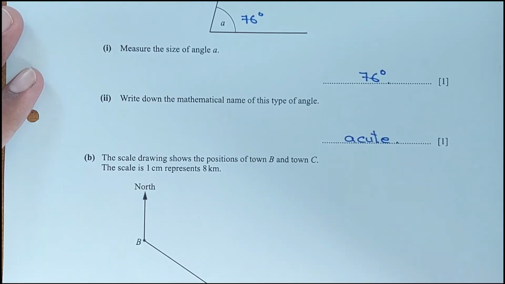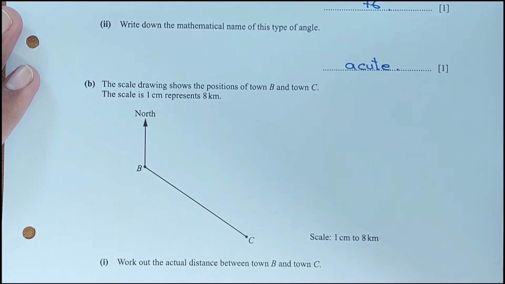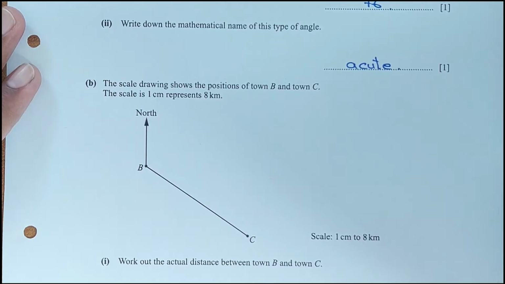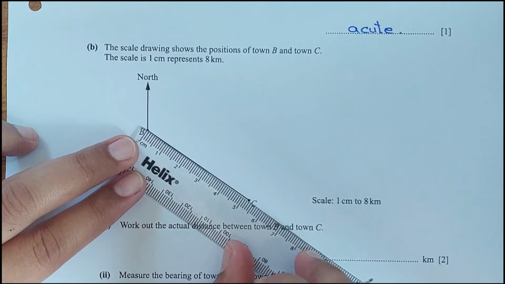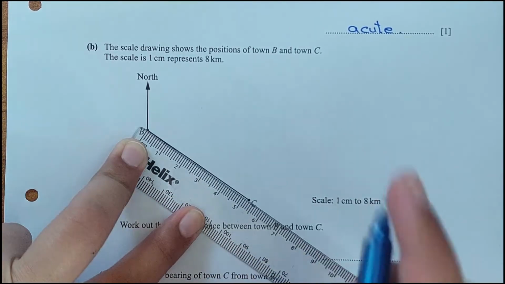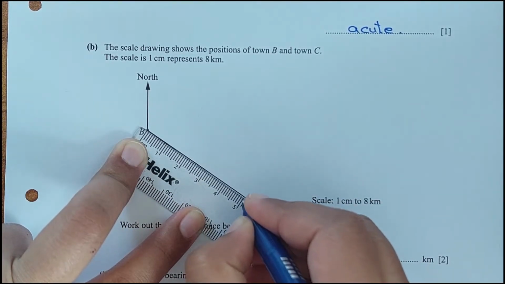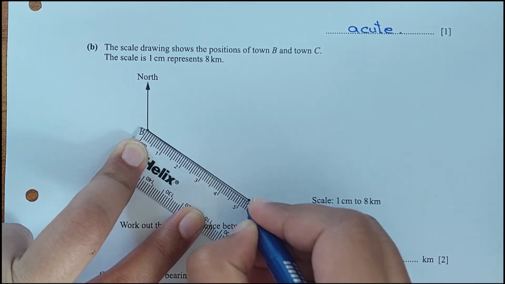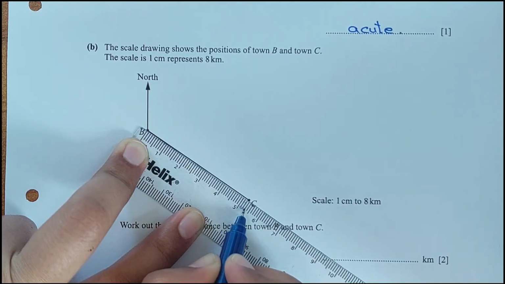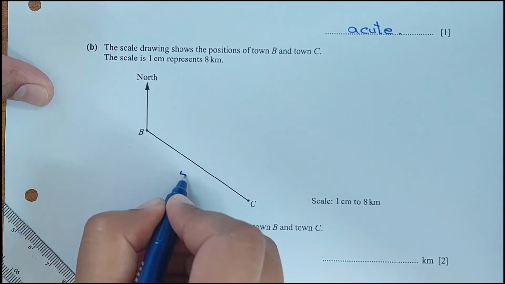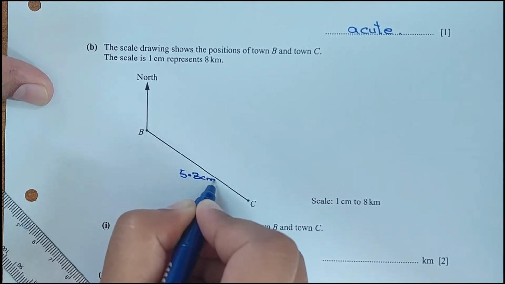Now for part B, the scale drawing shows the positions of town B and town C. The scale is 1 centimeter represents 8 kilometers. Number 1, work out the actual distance between town B and town C. Let me measure the distance on the drawing. You can see this is 5, 5.1, 5.2, 5.3. Yes, 5.3 centimeters, right?